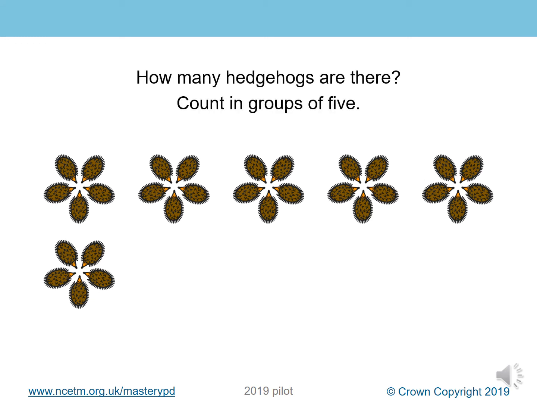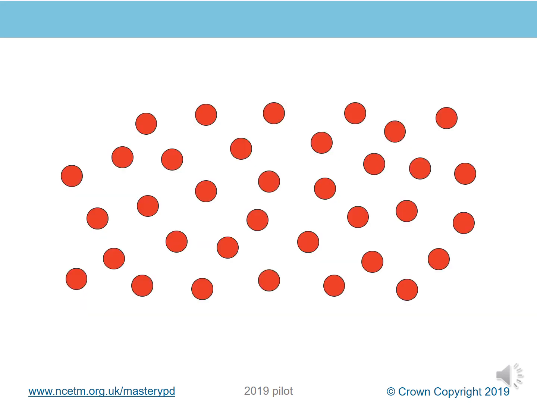Counted in groups of 5. So you have a little think first and then I will do it with you. Ready? 5, 10, 15, 20, 25, 30. There are 30 hedgehogs.